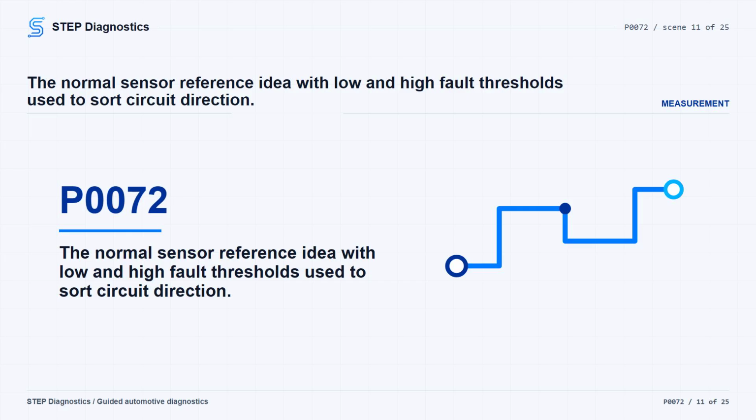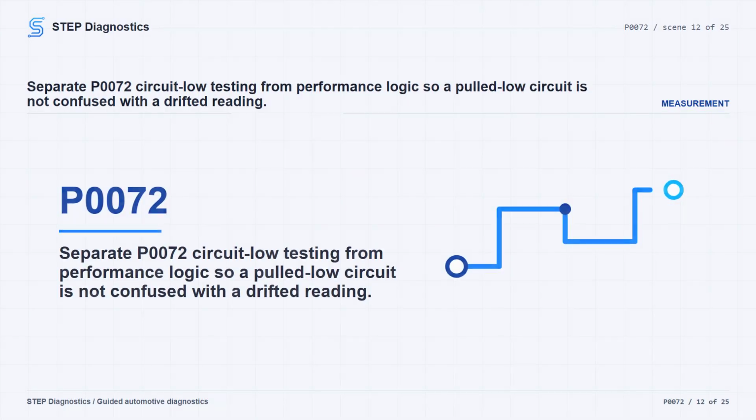That is why the diagnosis is aimed at finding whether the signal is being pulled low by the sensor, shorted to ground, shorted into the sensor ground circuit, or being misread after the wiring checks good. Even though P0072 is the circuit low episode, keep the rationality logic in the back of your mind so you do not mix test paths.